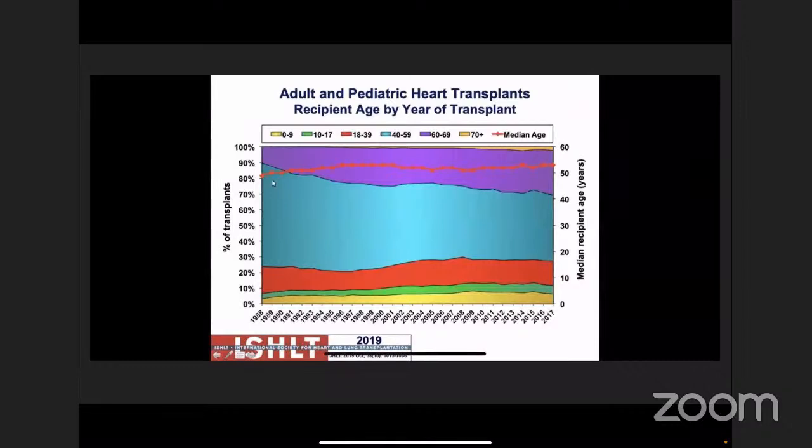Regarding the age of the recipient by year, the majority of the patients were between 40 and less than 60, with a slightly increased median age, reaching 53. We can also see some transplanted patients older than 60.